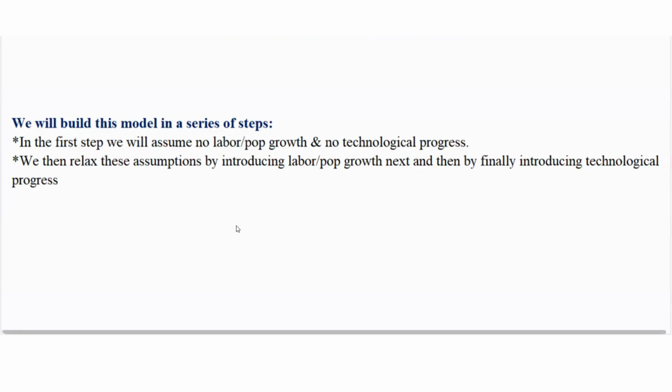So we look at three versions of the model. The first being the basic Solow model, where we don't have any population growth and we don't have any technological progress. The second version that we'll look at is where we'll have population growth, but we won't have any technological progress. The last version will be where we have both population growth and technological progress.